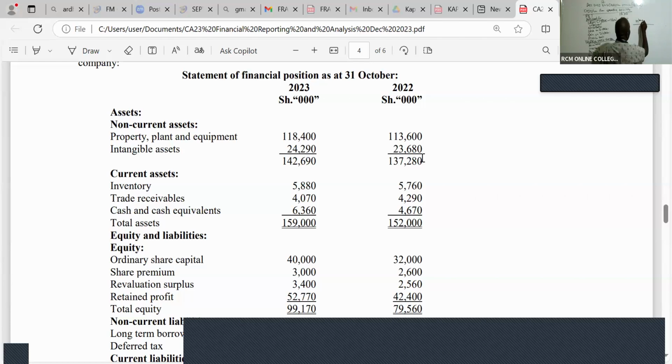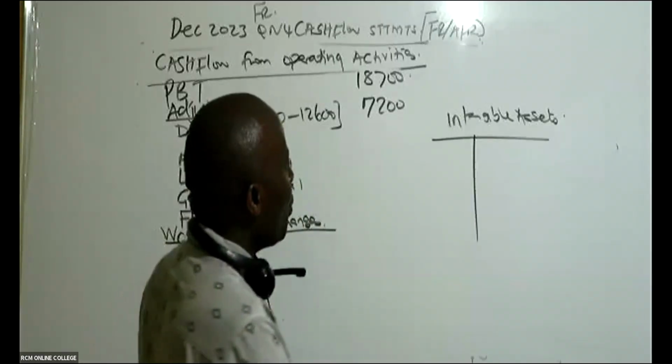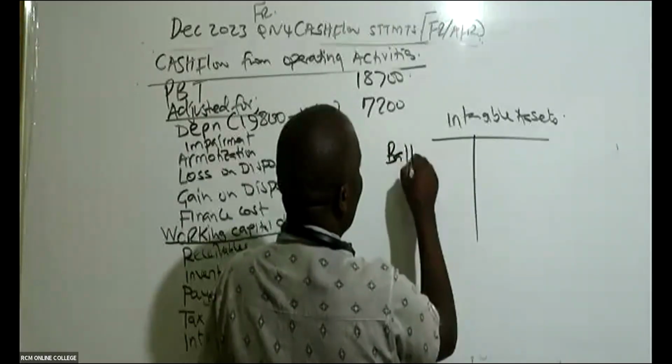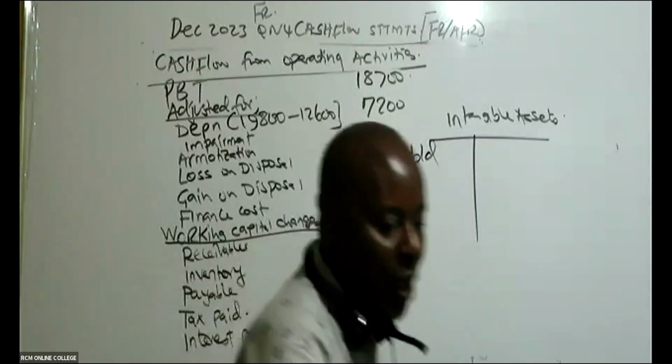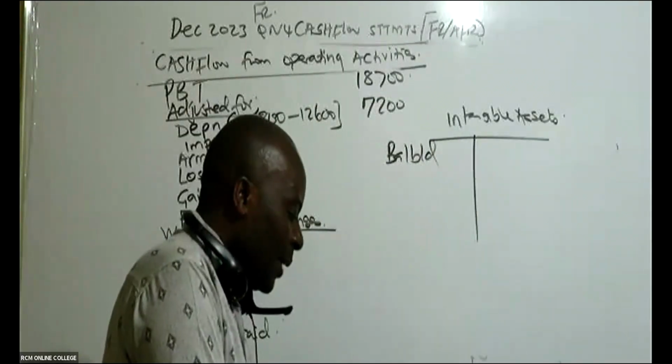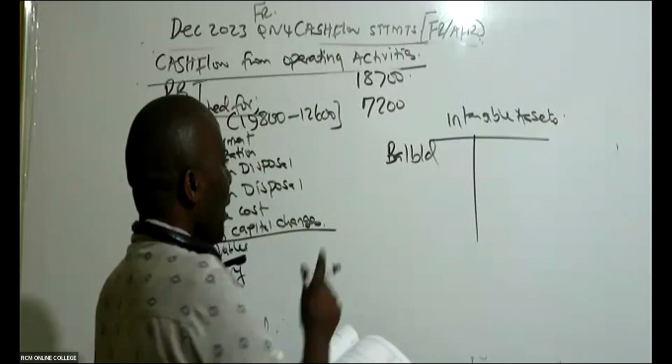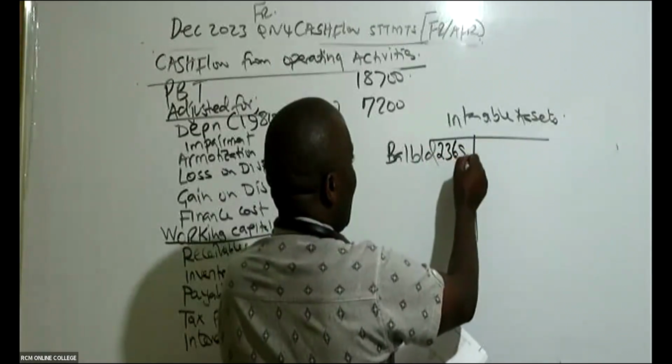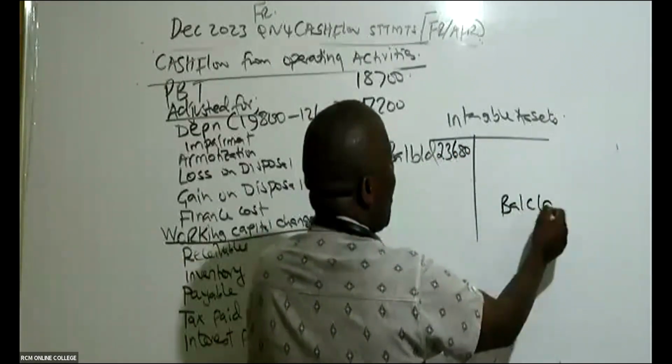So I can see intangible assets here. The 2022 is the brought down. Remember, 2022 is the brought down. 2023 is the carried down. This being an asset, I know that this intangible 23,680 will be debited, because this is an asset you debit. So we have here balance brought down, ladies and gentlemen, that I have here in my intangible is 23,680. And then I have balance carried down.